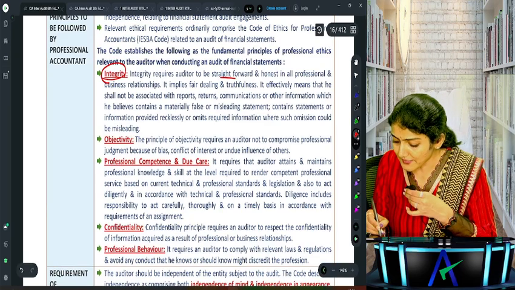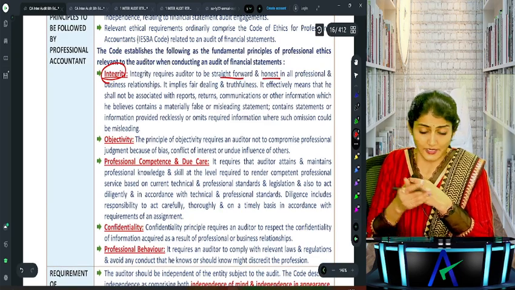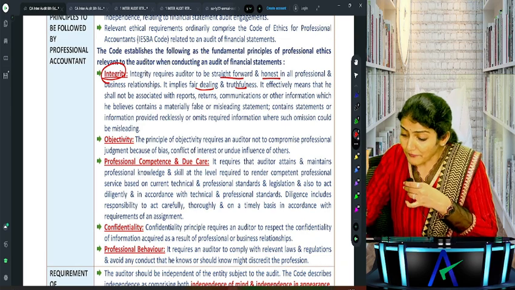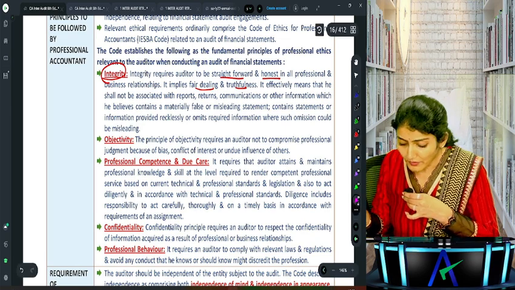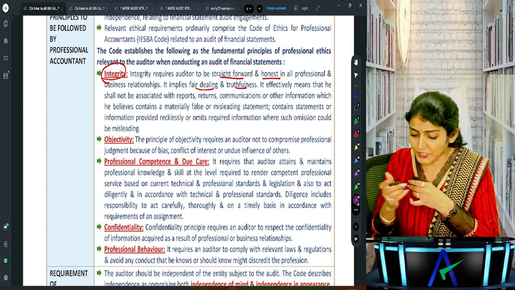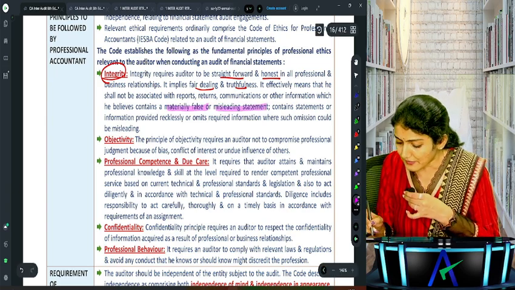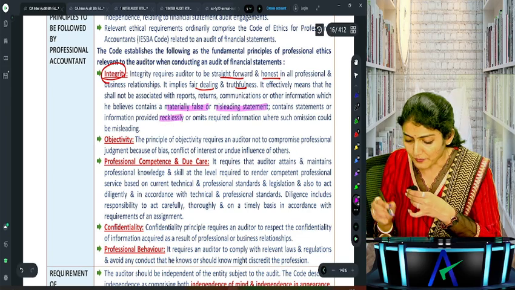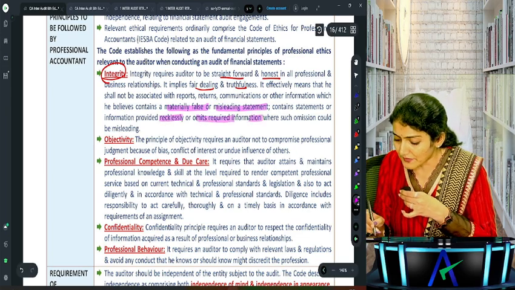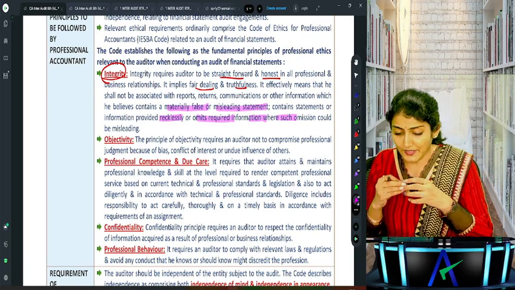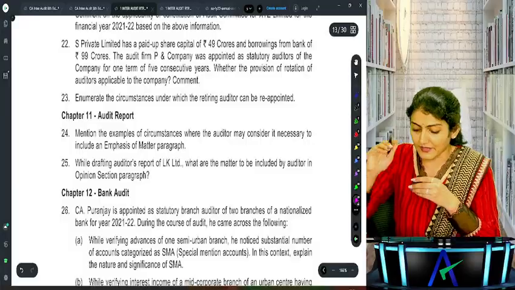Integrity, what does it say? Straightforward and honest. It implies fair dealing and truthfulness. It effectively means that a CA will not associate with reports, returns, communication, or other information which he believes contains a materially false or misleading statement, or contains information provided recklessly, or omits required information where such omission could be misleading.